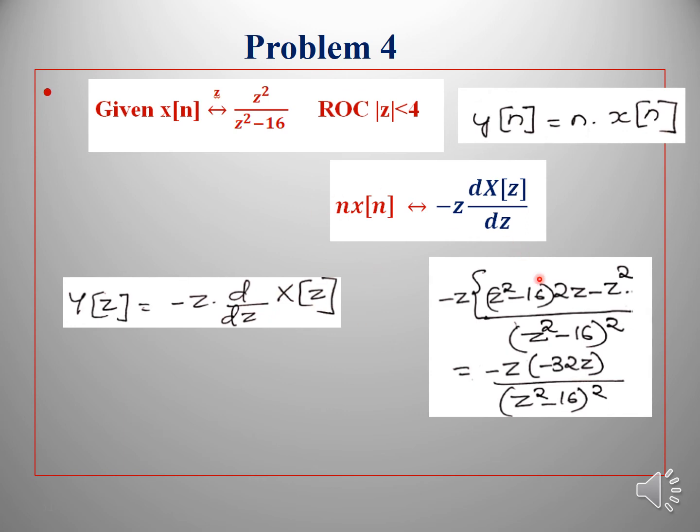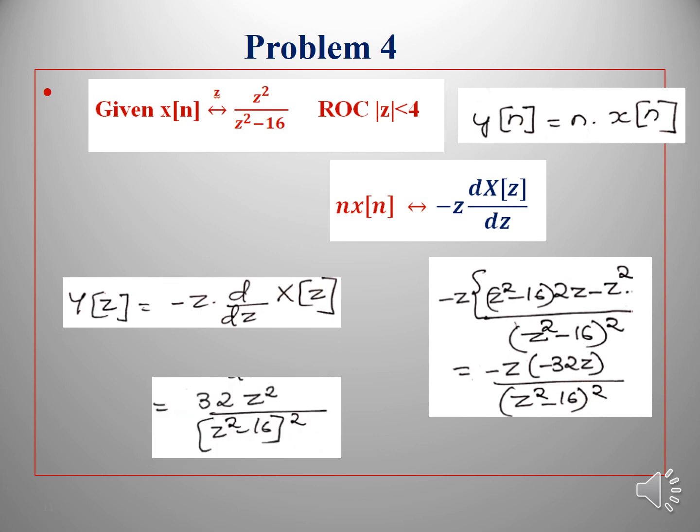On solving this, we get z squared minus 16 the whole square into minus z into z squared minus 16 into 2z minus z squared into 2z. So this results in minus z into minus 32z divided by z squared minus 16 the whole square. Hence, the solution is 32 z squared divided by z squared minus 16 the whole squared.